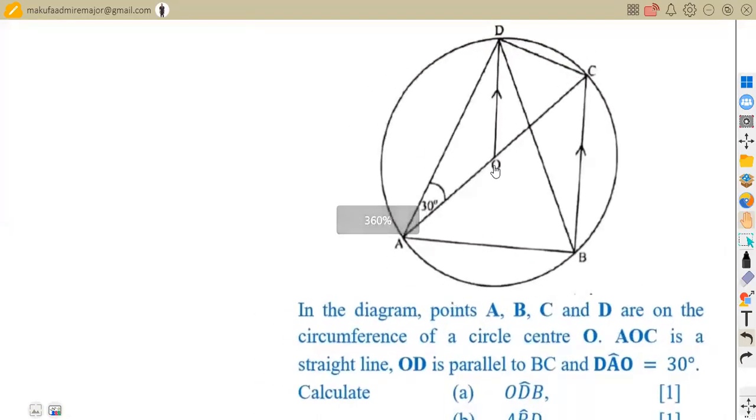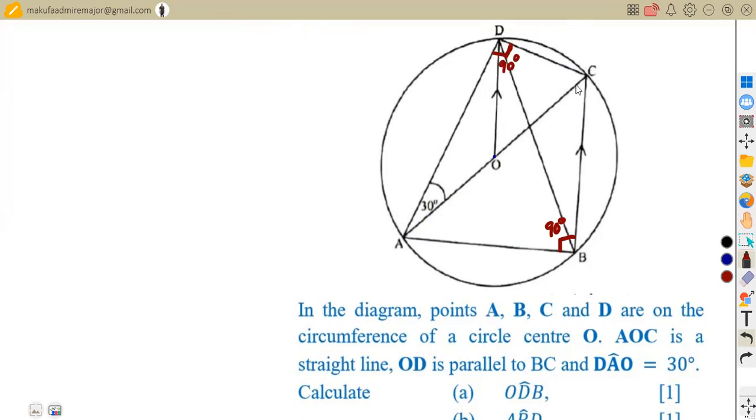Again, we've got a cyclic quad. If you check our points, they're all on the circumference of a circle. On this circle, we've got center O. So the moment we've got center O, that means AOC becomes a diameter. And I said a diameter subtends an angle of 90 degrees at the circumference. So the angle subtended at B, the whole of the angle at B, is going to be 90 degrees. The whole of the angle at D, sorry, is going to be 90 degrees.